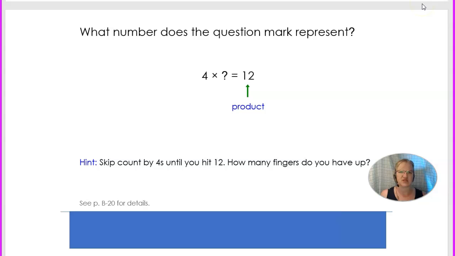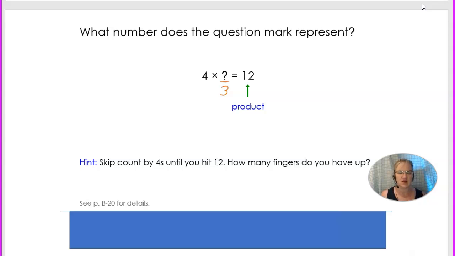So looking at this first slide here, it asks us what number does the question mark represent? So we can see the question mark right here. And what number does that represent? One way we can find it is to skip count by 4s until we get to 12. So if we're skip counting by 4s, we've got 4, 8, 12. So we've held up 3 fingers, so we know that that question mark represents the number 3.